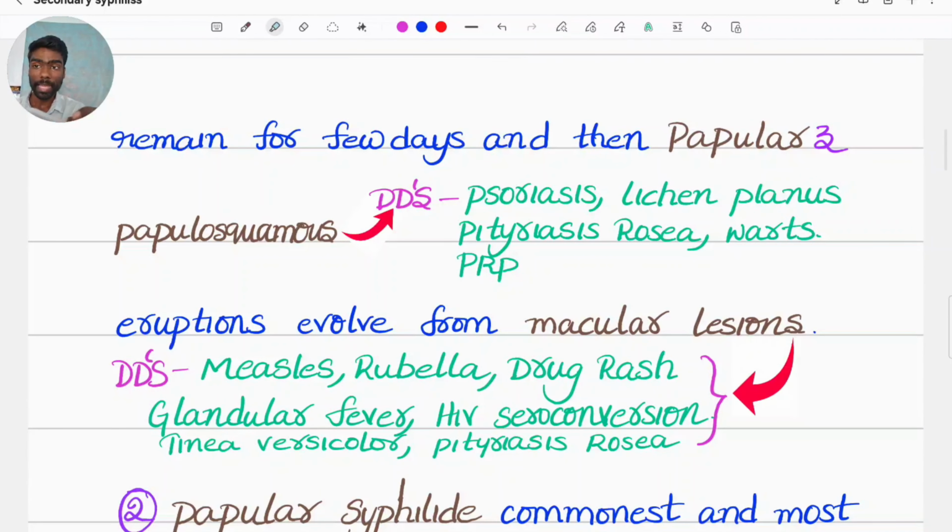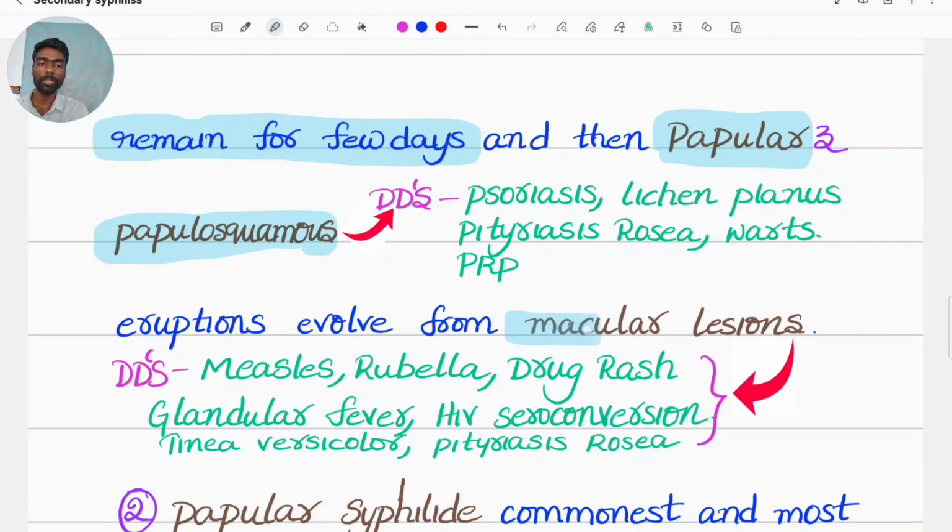Macular rash is transient, which means it remains for only a few days. And then papular and papulosquamous eruptions evolve from macular lesions. Here I told you it is transient, which means it will go without getting noticed. Hence, patients who have serological evidence of syphilis may not recollect the signs and symptoms of rash, because the rash may often be subtle and goes unnoticed, because they may have just one or two lesions and will resolve on its own.